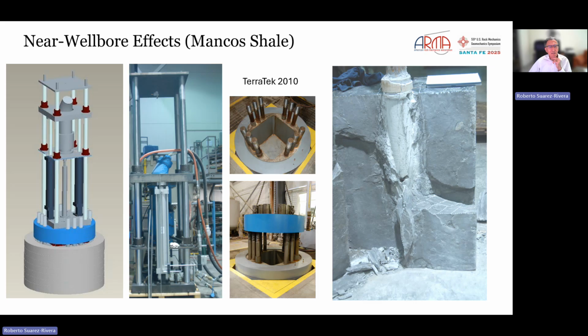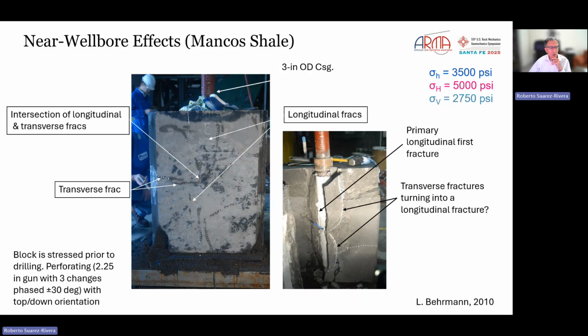And what you see, of course, is incredibly interesting because you see that there are borehole breakouts that are created. The borehole breakouts are going to be interacting with the longitudinal fractures. You are going to have a number of transverse fractures that are emanating from the perforation locations and interacting with the longitudinal fractures that occur along the wellbore.